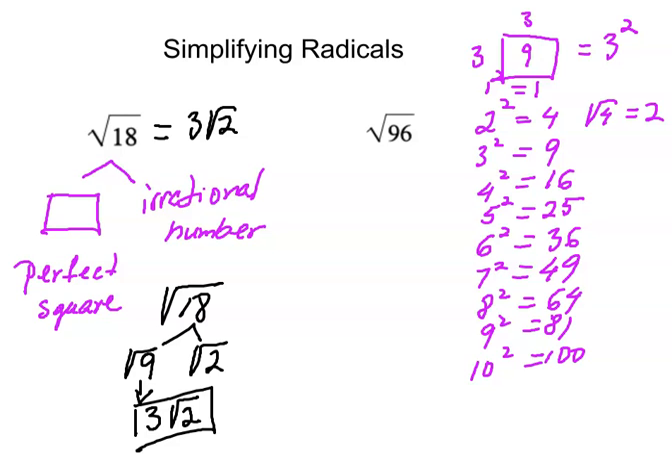Okay, so let's look at the square root of 96. We can break down this number as the square root of 16. 16 is a perfect square. And the square root of 6. The square root of 16 becomes 4, and the square root of 6 stays the square root of 6. So what is the square root of 96? That equals 4 square root of 6.